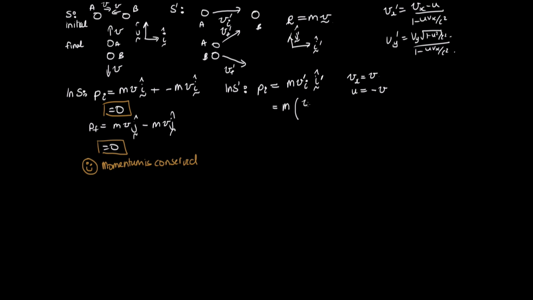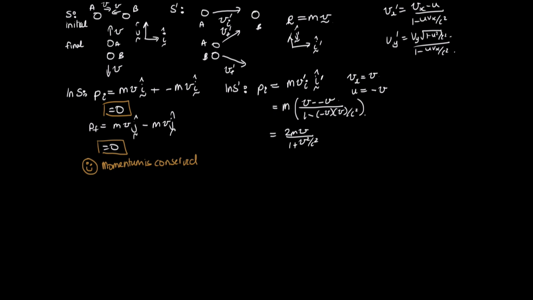So we've got V minus V over 1 minus, and that's U is equal to minus V times Vx, which is V over C squared. So this is equal to v minus v, that's v plus v. So this is 2mv over 1 plus, because we've got minus times minus, v squared on c squared. So that's our initial momentum in this frame, and ball B isn't moving, so it has no momentum.